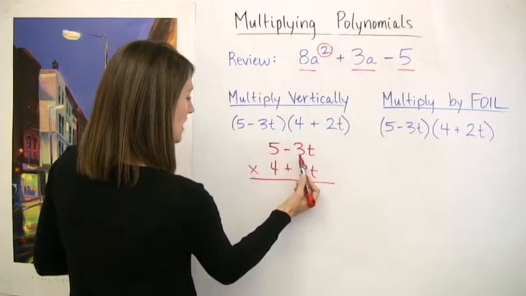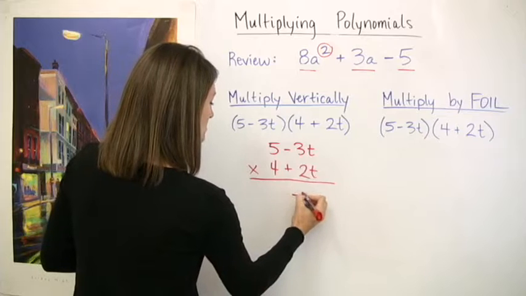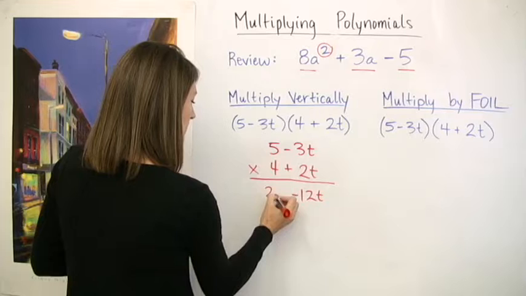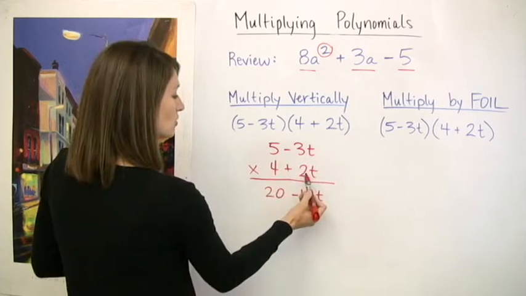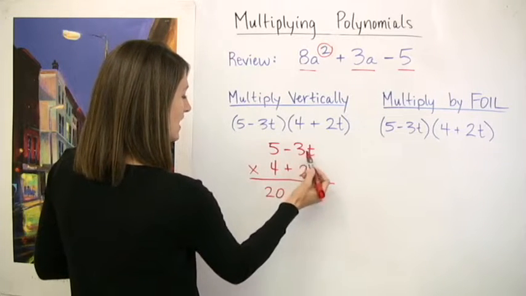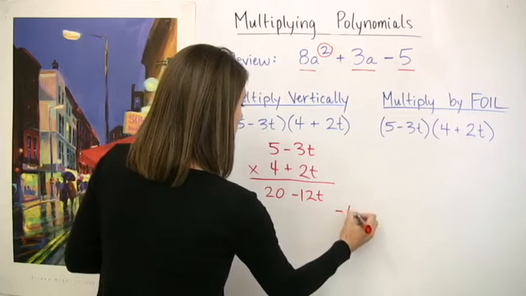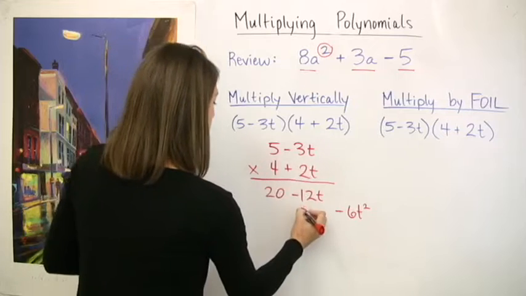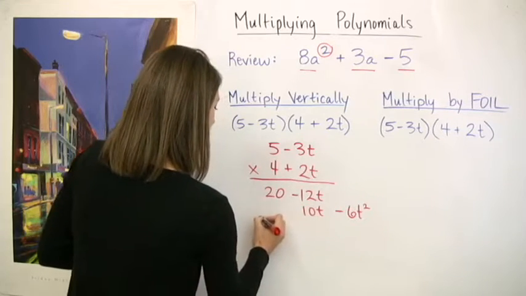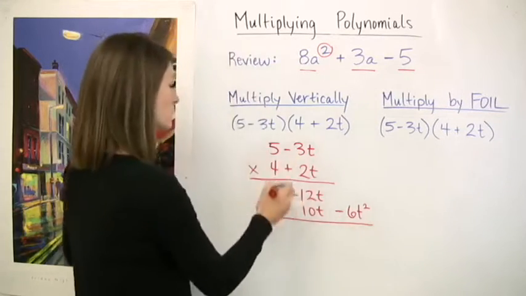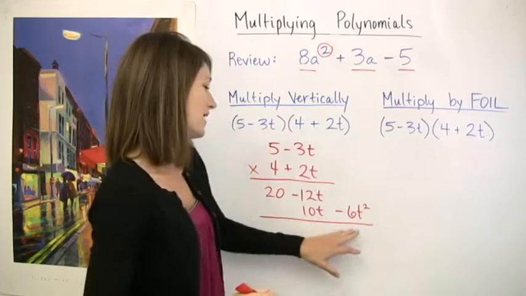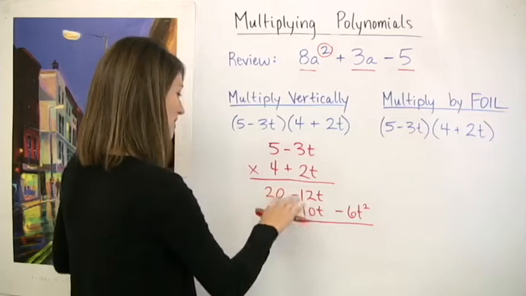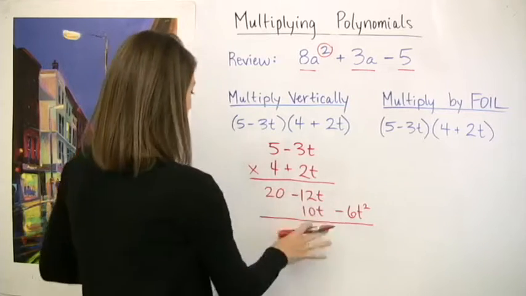We'll do 4 times negative 3t, which is negative 12t. And then 4 times 5 is 20. And then the second term, 2t times negative 3t gives us negative 6t squared. And then 2t times 5 is 10t. Now notice, as I went through and found those initial products, I lined up my terms in a similar way so that we can add these together and we're adding similar terms. It makes the math easier.